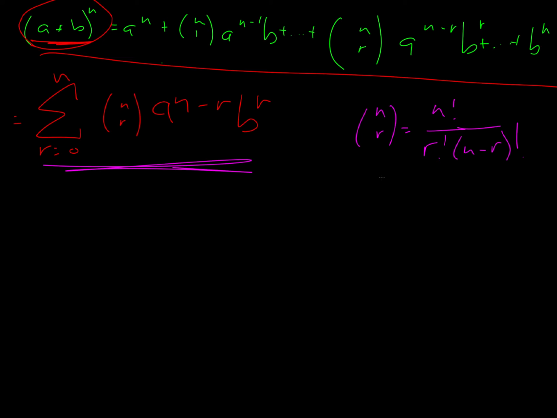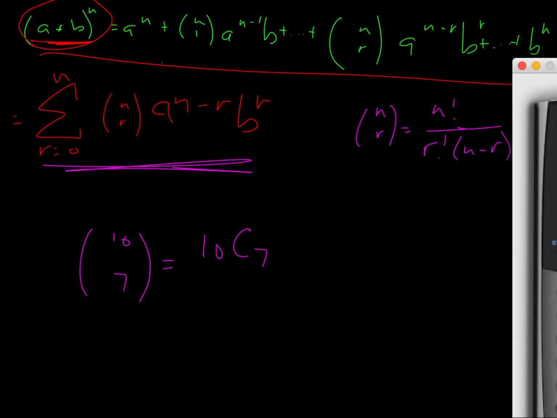Now, before we get started on this, I want to show you a quick thing on a calculator just with combinations. So let's say we have 10 and 7. That would be 10C7. We could go to the 10th row on Pascal's triangle and look at the seventh element, but that's probably going to take us a long time.